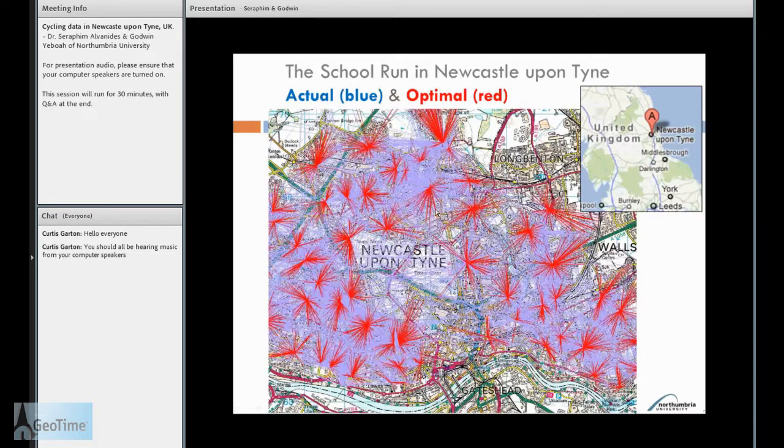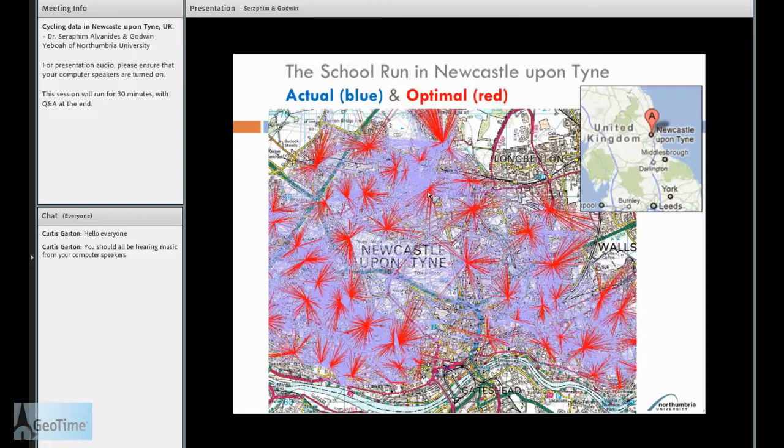And then I did some further analysis trying to understand what would happen if they were to go to the nearest school. So the centers of these spider graphs are actually schools, and these are the locations of the pupils if they were to go to their nearest school. So the reality is very different to what we hypothesized.